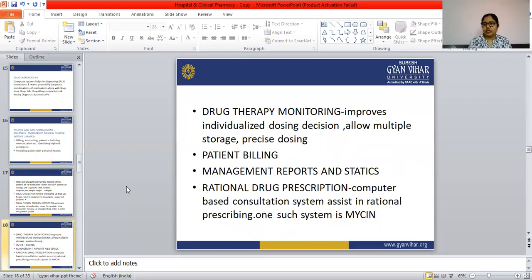Drug therapy monitoring. How can we monitor the drug therapy with the help of the computer? We can monitor the drug therapy.